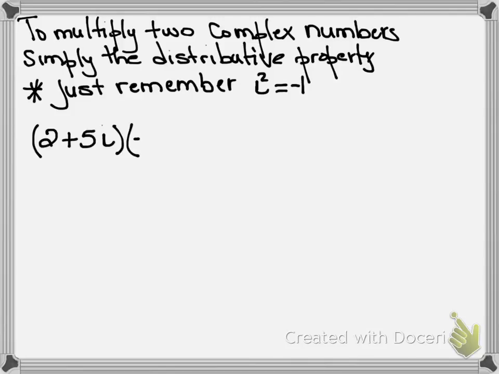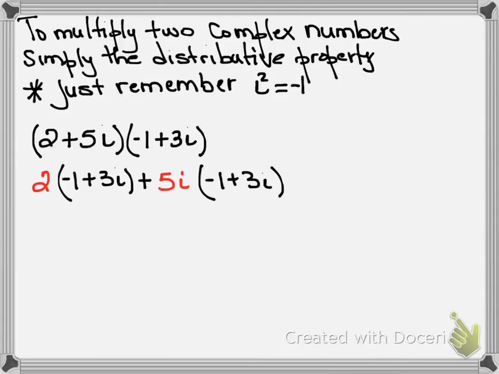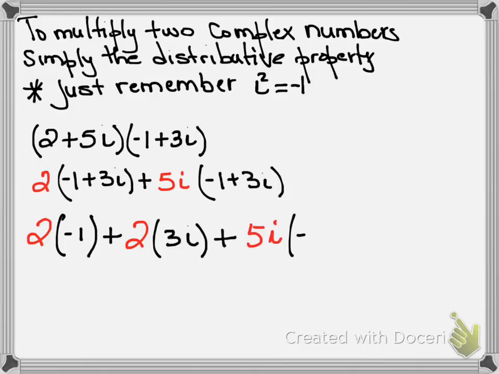Without further ado, let us look at the following. The complex number 2 plus 5i times the complex number -1 plus 3i. We apply the distributive property. It is the 2, the first term from the first one, times everything on the second one, and the second term from the first one times everything from the second one. And from there, you should know anything outside the parentheses, multiply everything inside. As a result, you have the following.